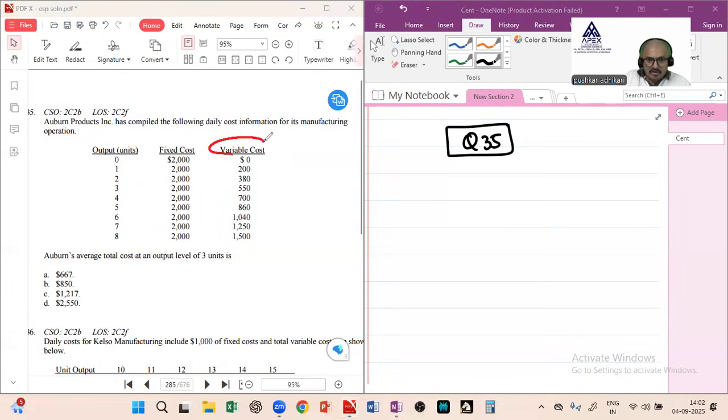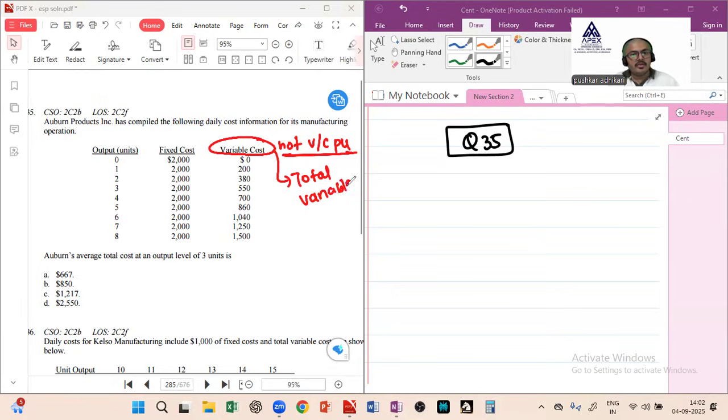The variable cost given over here is not variable cost per unit. Otherwise, they would have mentioned that in the question. This variable cost is nothing but your total variable cost. Please try to understand this statement first of all. If it was per unit, they would have written it over there. This is the total variable cost.